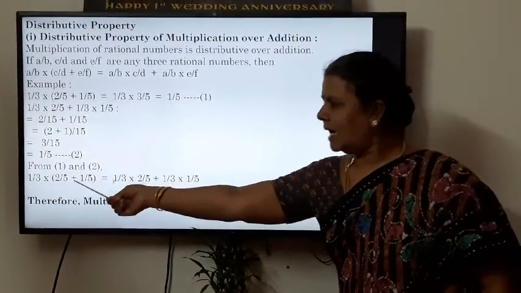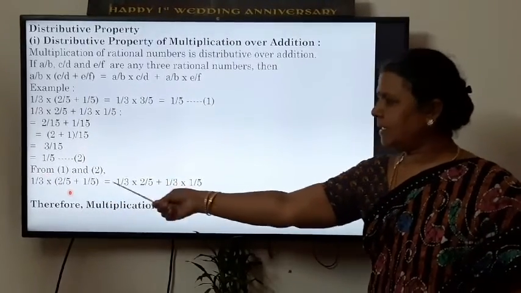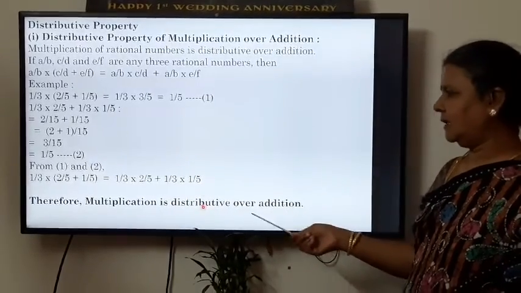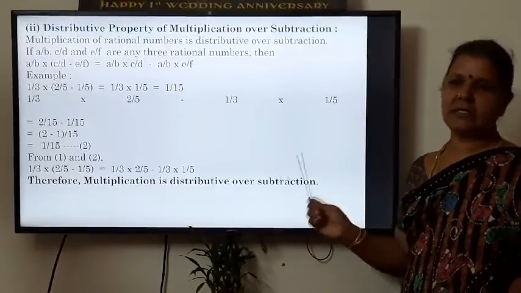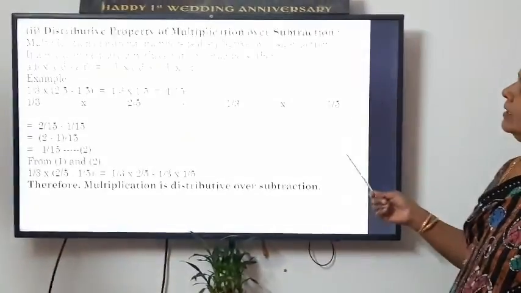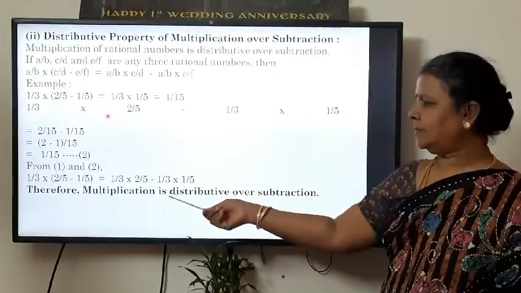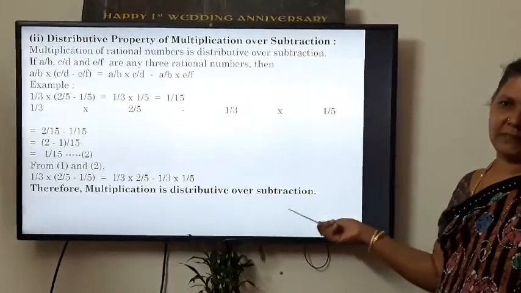First one is adding both the numbers and multiplying by 1 by 3, or distributing 1 by 3 to both numbers which are inside the bracket. So we are getting the same answer. Therefore multiplication is distributive over addition for rational numbers. When you come for subtraction, the same result is followed. Multiplication is also distributive over subtraction, we can see the same example given here.